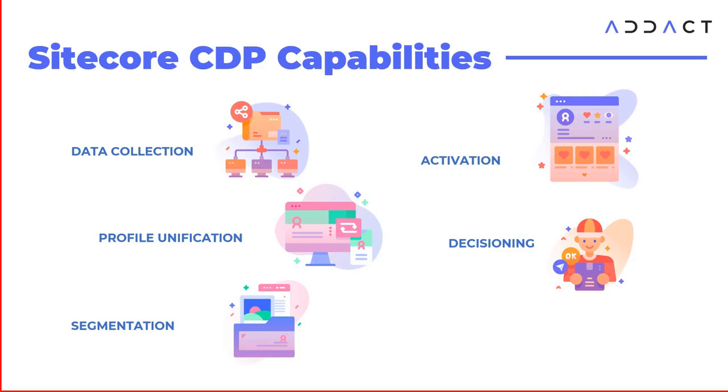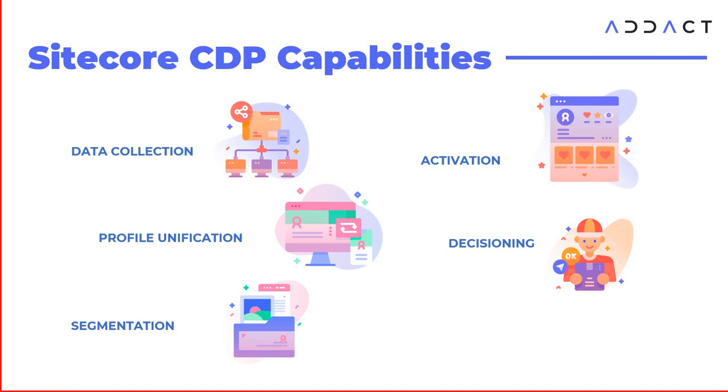There are 5 capabilities of a CDP: data collection, profile unification, segmentation, activation, and decisioning. A CDP is a super organizer that collects information, connects the dots about the customer, and helps marketers create a group and tell other tools what to do to make customers happy. So let's start with data collection.